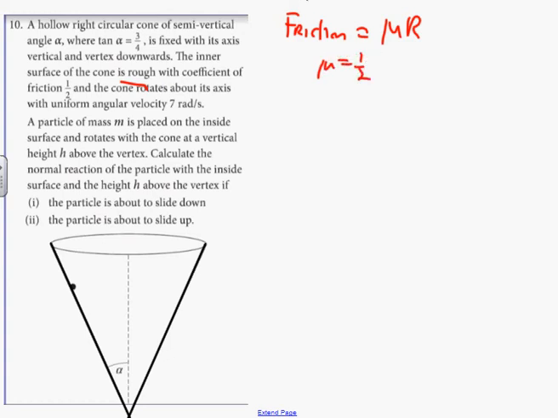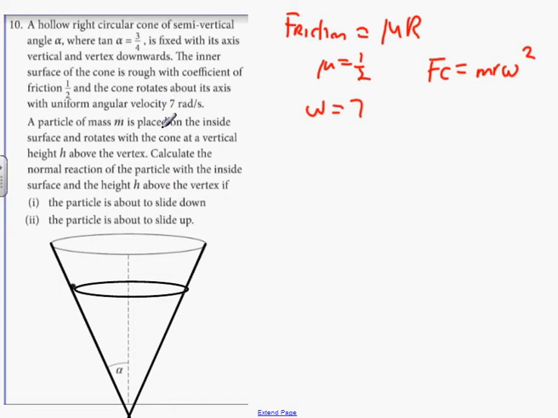The cone rotates about an axis with uniform angular velocity. So within the cone, the particle is just going around on the inside of it, constantly circling around, then back around the other side. With uniform angular velocity, omega equals 7. So we've already got the centripetal formula picked for us, m r omega squared.